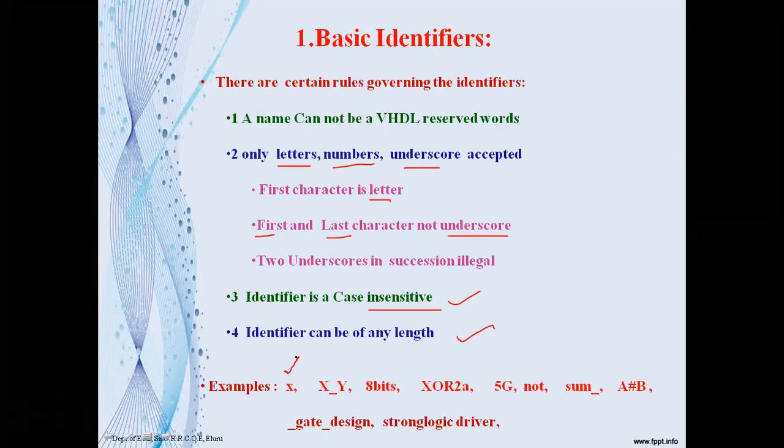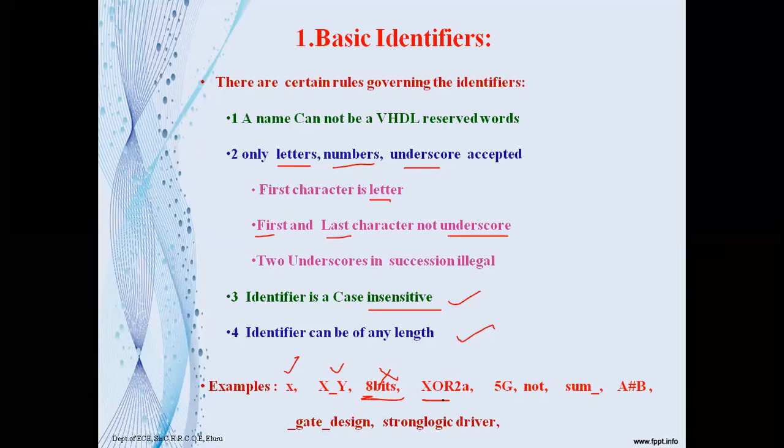If X is a legal identifier, X underscore Y is a legal identifier because the underscore is between the two letters. And what about the third one? Is it legal or illegal? It is illegal. Why? Because the identifier starts with a number. It should not start with a number.